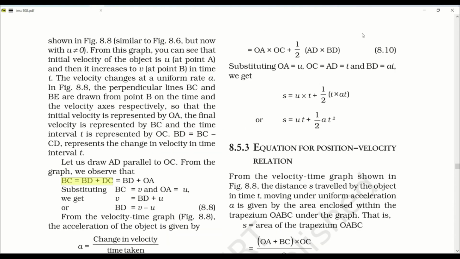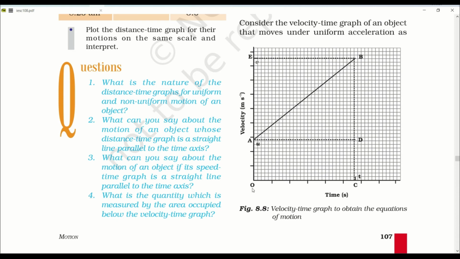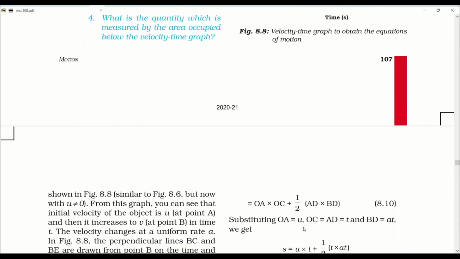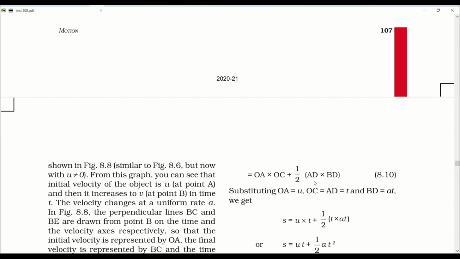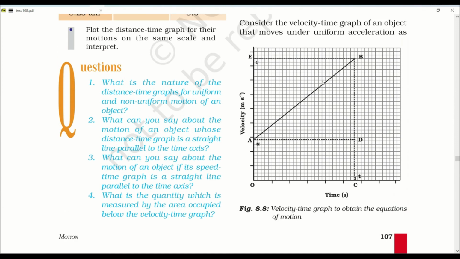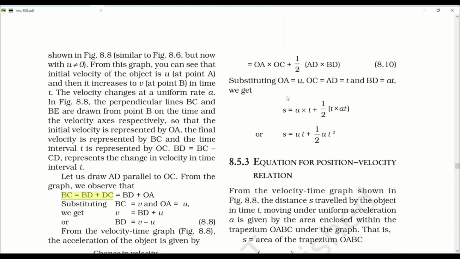Area is equal to OA into OC, that is length into breadth, for this part AOCD. And half AD into BD, half base into altitude, that is the formula to find the area of the triangle. Substituting OA is equal to u, OC is equal to AD, that is equal to time t, and BD is equal to at. Now we have to substitute all the values over here.